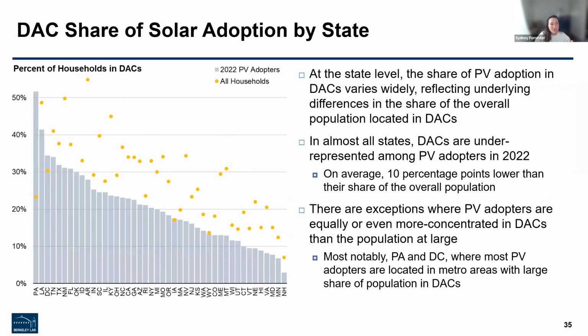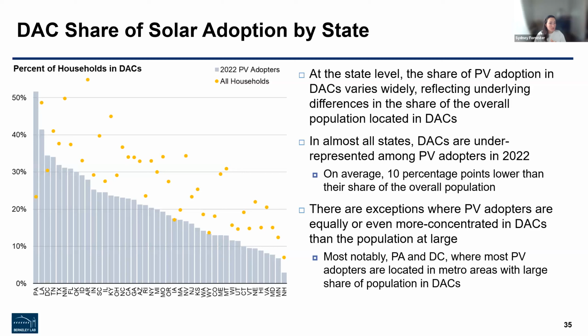So the next slide shows the same trend, but it's broken down by state. And this is important just because the population inside of these census tracts differs from state to state, but you still see fairly across the board a pretty similar trend where those gray bars are lower than those yellow orangey dots, which means again that the proportion of adopters in disadvantaged communities is less than the share of households in those tracts within the state.